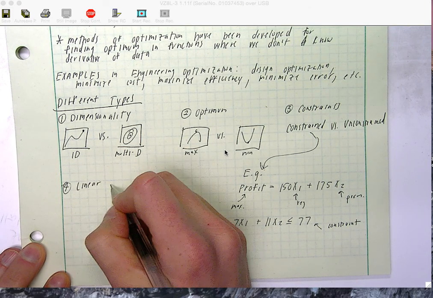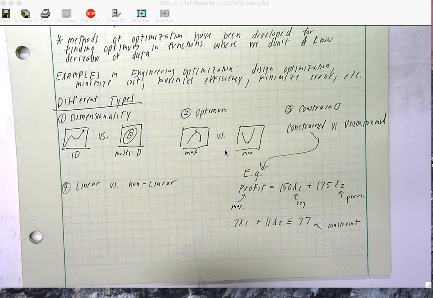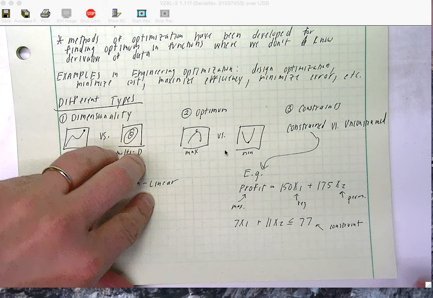And then the last one is the linear versus nonlinear optimization, which also would change the type of algorithm.